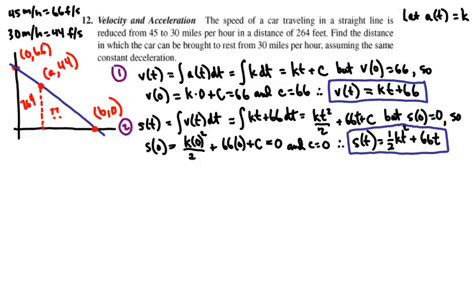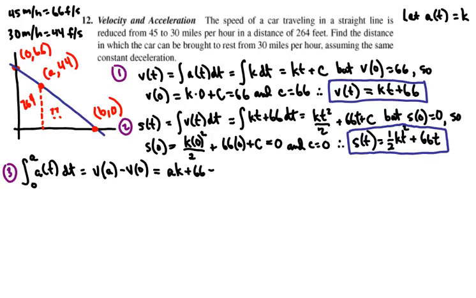Now, how do we go on to use this information? Well, we do know by the fundamental theorem that the integral from 0 to a of a of t dt is really just the antiderivative evaluated at the upper limit minus the antiderivative evaluated at the lower limit, which is v of a minus v of 0. So v of a is ak plus 66. v of 0 is 0 times k plus 66, and that leaves ak.